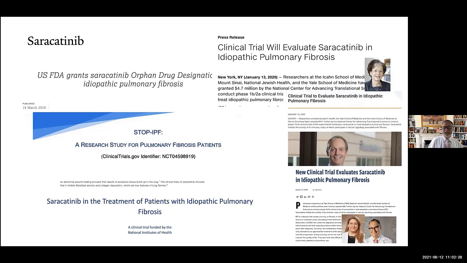The trial is run, again, at National Jewish in Denver, at Mount Sinai, New York, and at Yale. We're recruiting. From the day we thought about it to the day we were going to start the trial, it took 3.5 years. The only thing is we announced the beginning of the trial on January 13, 2020. You all remember what happened in March, right? So basically we were going to start the trial and boom, it didn't happen.